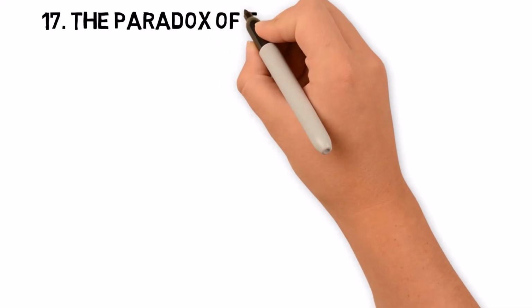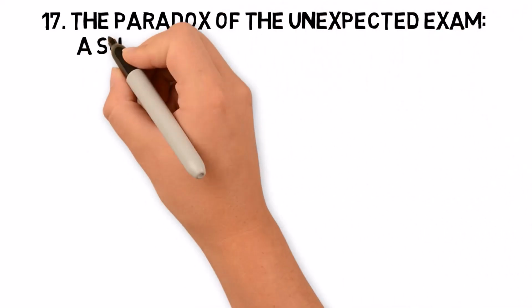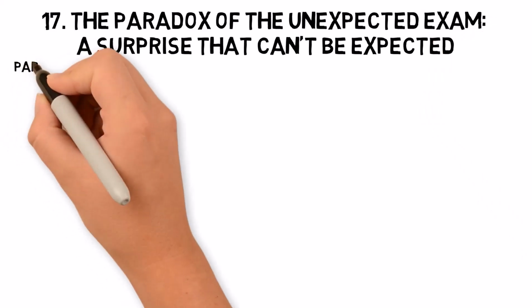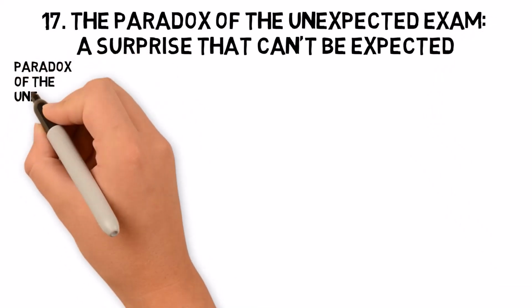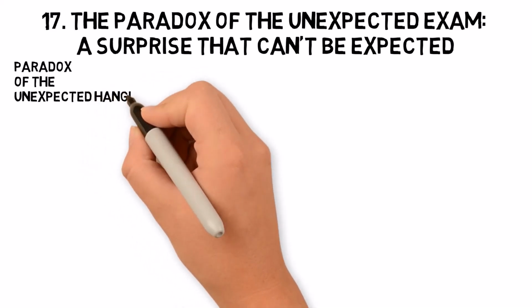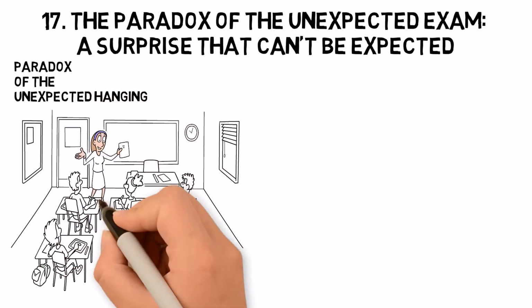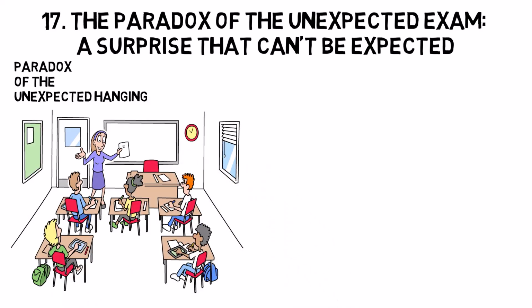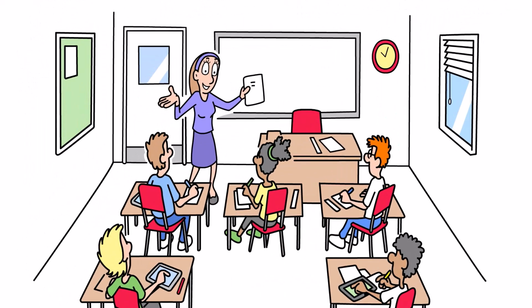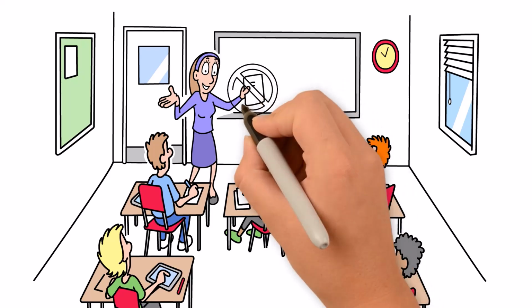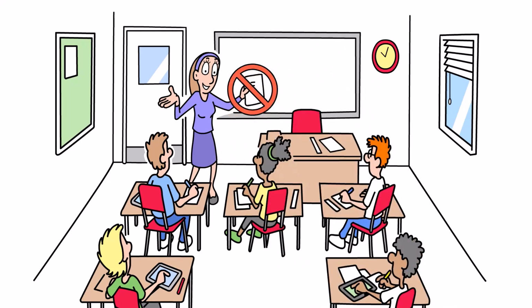17. The paradox of the unexpected exam. A surprise that can't be expected. The paradox of the unexpected exam, also known as the paradox of the unexpected hanging, involves a scenario where a teacher tells students that they will have a surprise exam next week. The students try to figure out when it will happen and reason that if it doesn't happen by a certain day, it will no longer be a surprise, leading them to conclude that the exam can't happen at all.